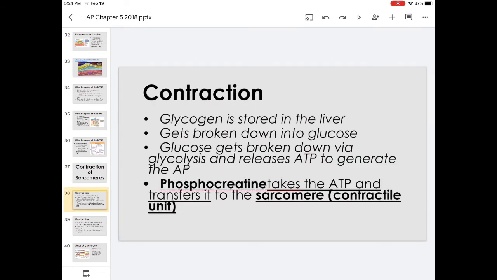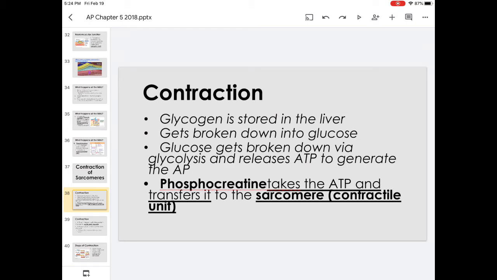Okay, so now that your sarcomeres, which are an important part of your muscle fiber, are stimulated, they are going to cause contraction. When you have contraction happening, you have a lot of glycogen that's being stored in different parts of your body, one of them being your liver. Glycogen is extra sugar, starch that needs a place to be stored. So when you have a contraction, glycogen in your liver actually gets broken down into glucose.